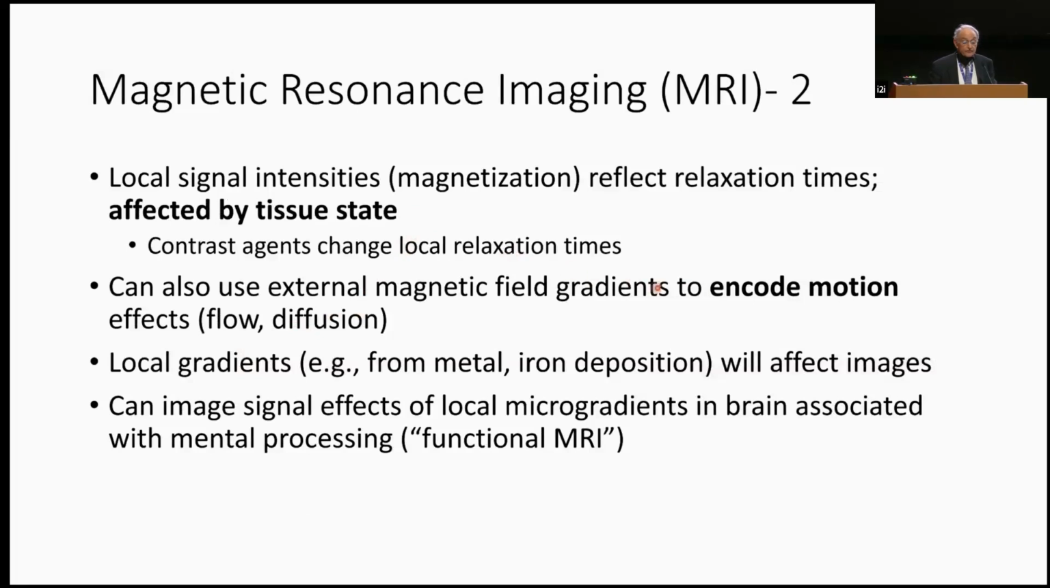You can also use these gradients to do things like encoding motion. We do pairs of gradients, so it sensitizes to bulk flow or to diffusion, depending on how we're doing things. Unfortunately, local gradients, like from metal or iron deposition, will affect the images, but that can actually be turned to our advantage: the local microgradients coming from the brain, just because of different oxygen saturation of the local blood within the tiny vessels, actually change the signal in ways that depend on mental functioning states, which is very, very powerful.